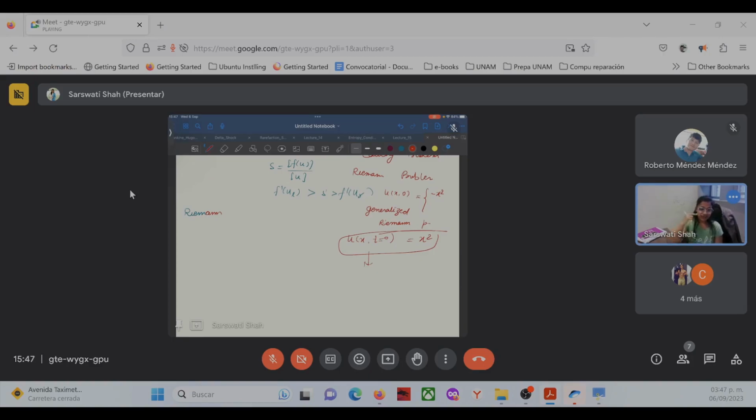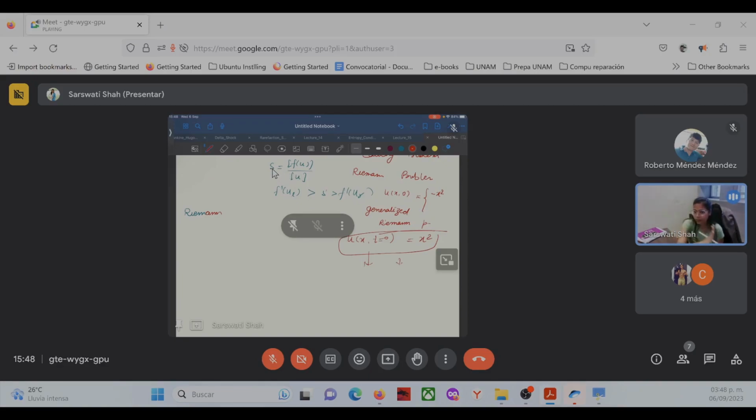It has 4 pieces of initial data: 1, 2, 3, 4. X is less than -1, then 1, -1. So it has a discontinuity at -1, at 0, at 1. It has 3 discontinuities. So that also comes in the category of the Riemann problem. It was just to show you so that you will not be confused, and now you can proceed.